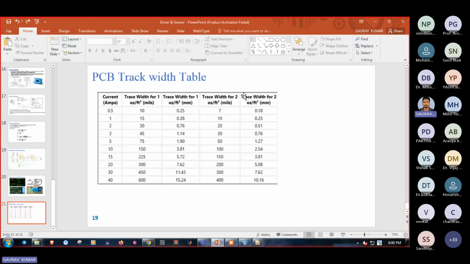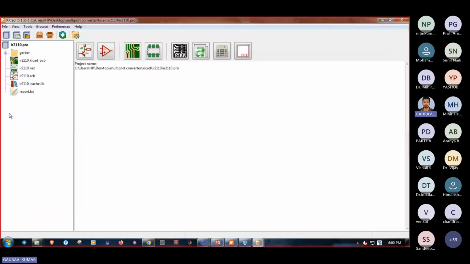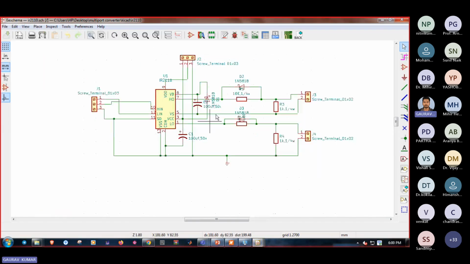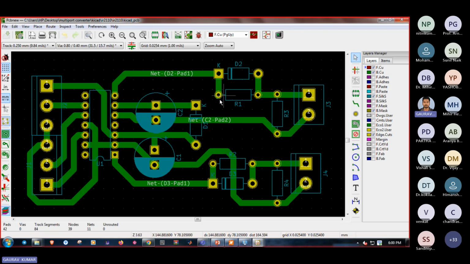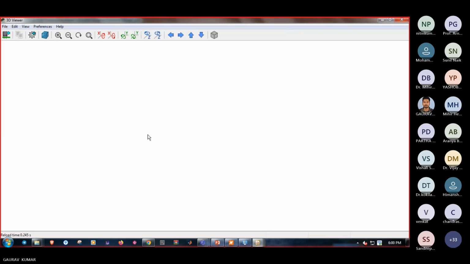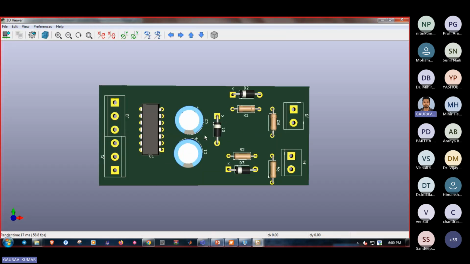So now I will show you the PCB design of IR2110. This is the IR2110 schematic. You can see, whatever the diode value and whatever the resistor value I have shown, it should be properly taken. Then you can get the proper output. This is the PCB layout, and this is the 3D view of the PCB of IR2110.